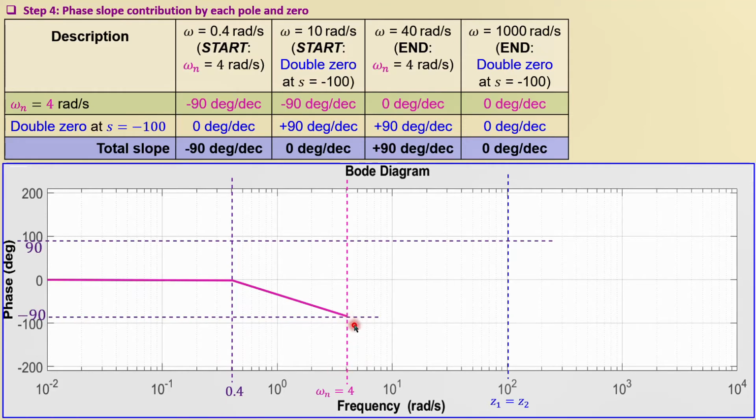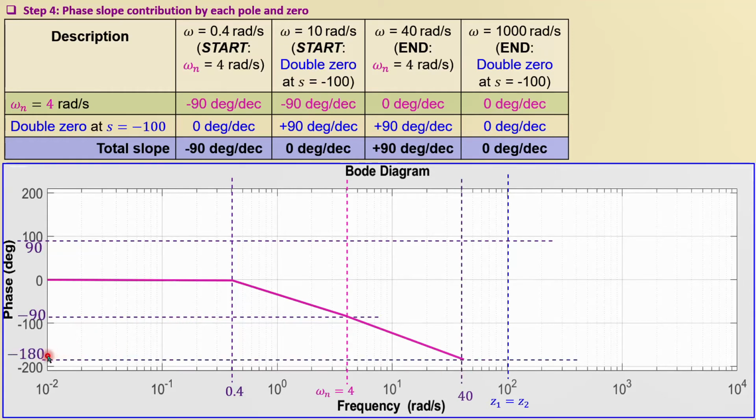Of course, I have to extend this to 10 radians per second, so I now have to add another one. I just use again 0.4, which means again 1 decade above. That will then go down another 90 degrees, so it will go to minus 180 degrees.